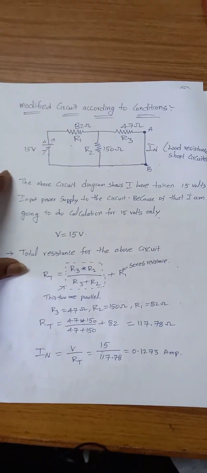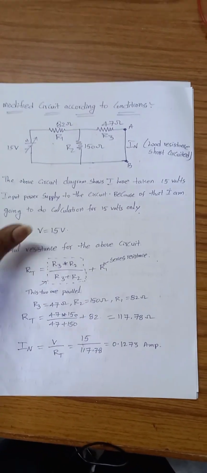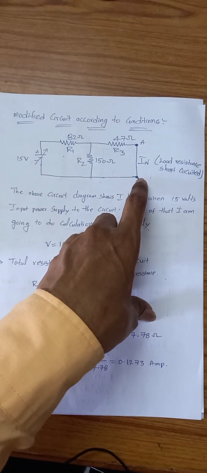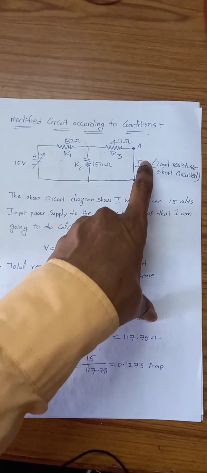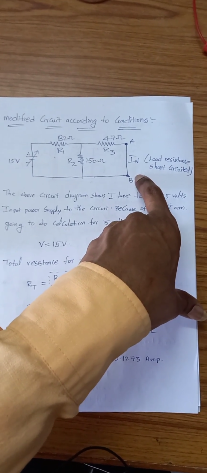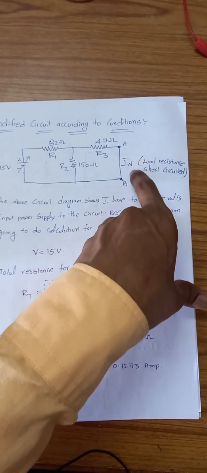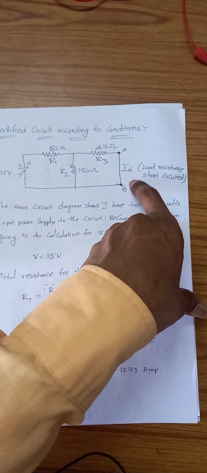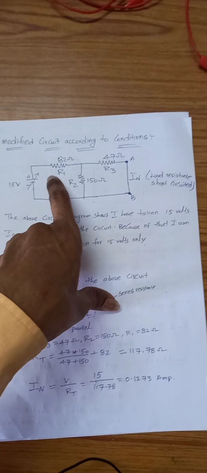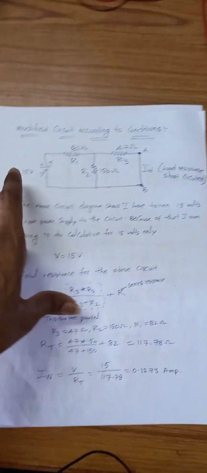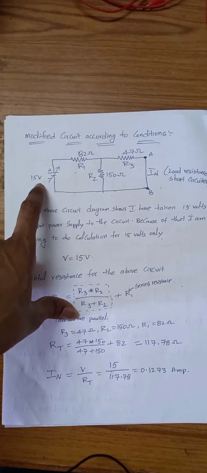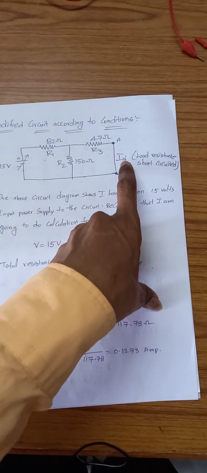So this is the actual circuit diagram according to the above conditions. The first condition is we need to short circuit the load resistance. So here we have a 100 ohm load resistance. That 100 ohm load resistance I have short circuited. The remaining resistances are the same, R1, R2 and R3. And here the power supply I have taken is 15 volts. For this 15 volts I am going to calculate Norton's current.